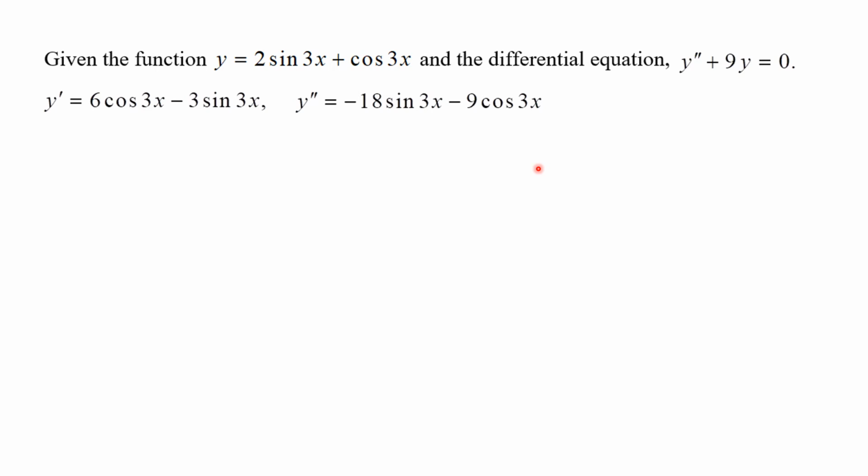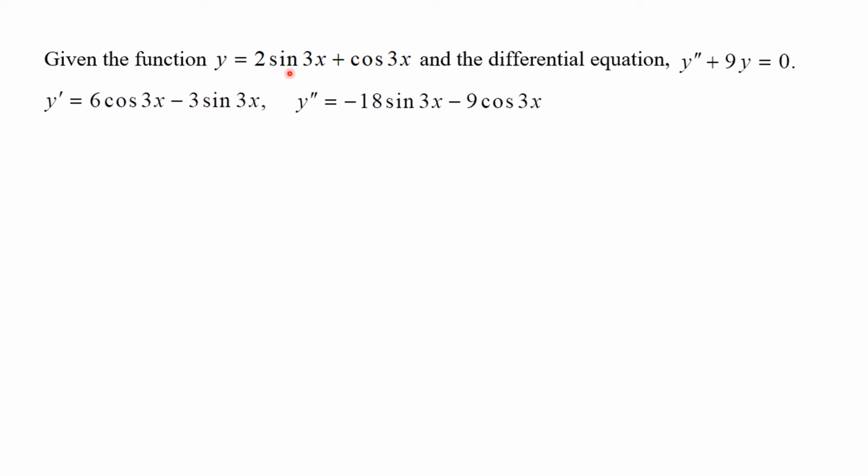Let us now learn the steps of verifying that the given function is a solution of the given DE. Okay, now this is the function y equals 2 sine 3x plus cos 3x, and we need to substitute y into this part of the DE, and we also need to substitute y double prime. To find y double prime, of course, we need to find y prime first.